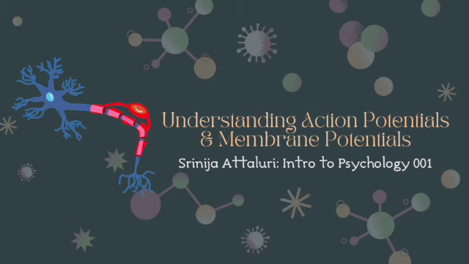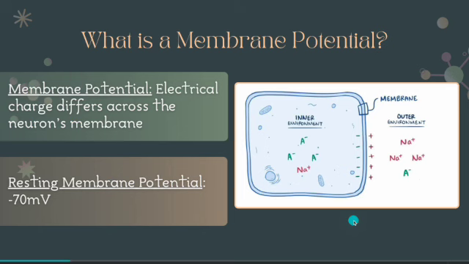Today we'll discuss action and membrane potentials and how neurons send electrical signals throughout the body. So let's get started. What is a membrane potential? Before these neurons even send signals, they have a built-in electrical charge called the membrane potential. This is the voltage difference between both the inside and the outside of the neuron. At rest, this would usually be around negative 70 millivolts, meaning the inside is slightly more negative than the outside.